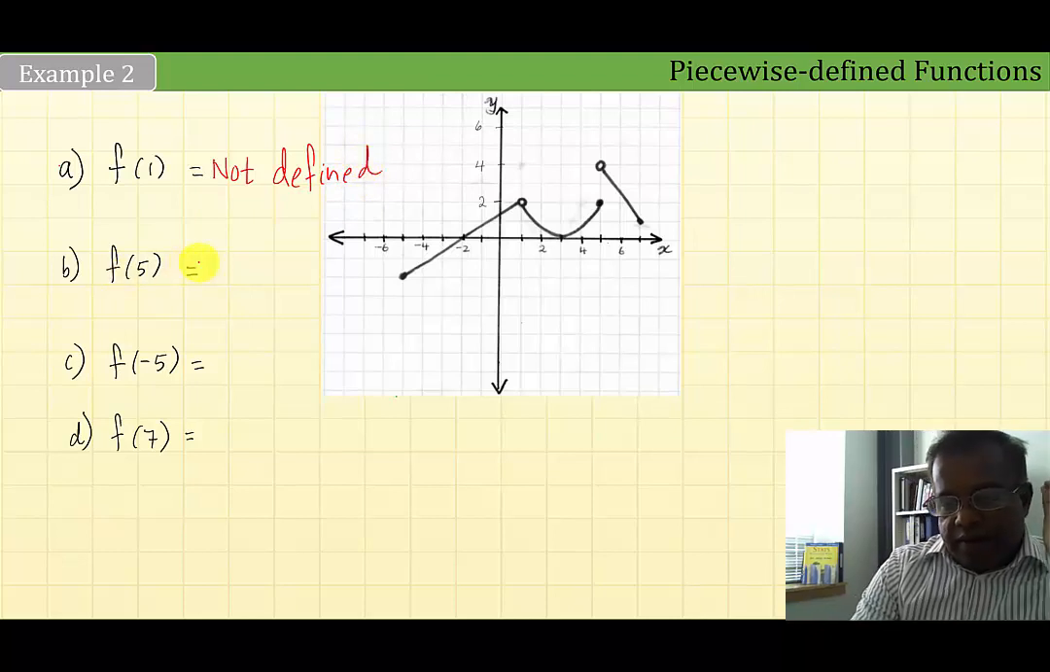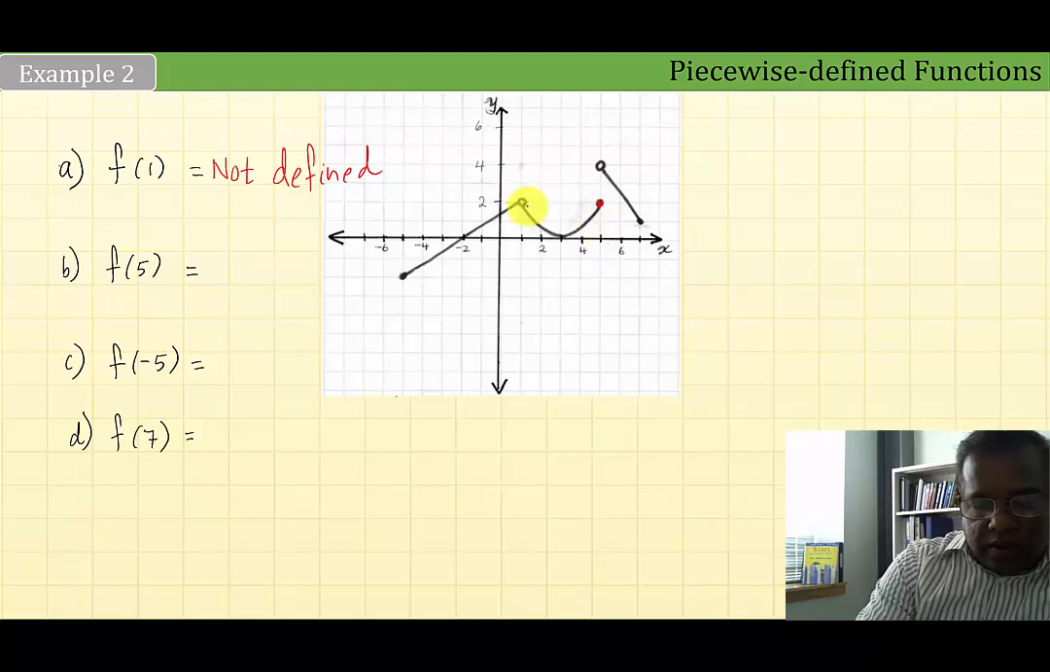Now f of 5, when x equals 5, you can see there are 2 points. This point is colored and there is a hole in this graph. That means for x equals 5, this is the point that it belongs to, which y value is 2. This point is (5, 2), so therefore f of 5 is 2.